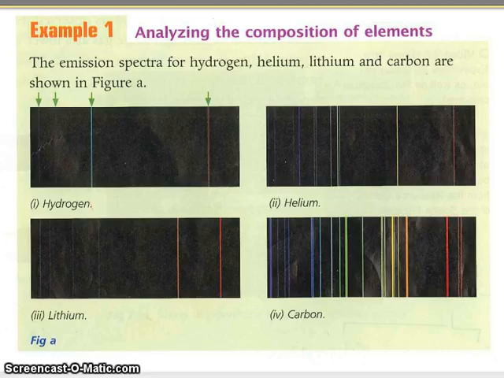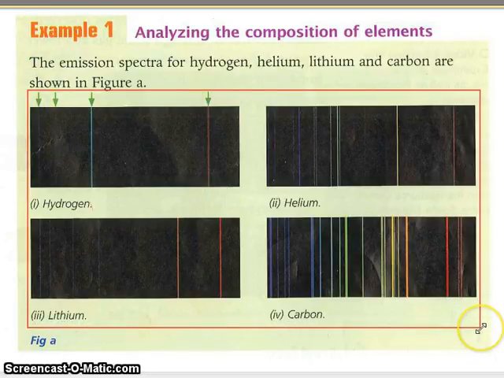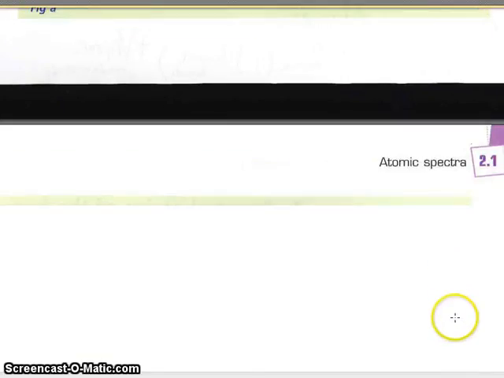Now let's take a look at example 1. You can see example 1 has given you 4 different emission spectra of these 4 different elements: hydrogen, helium, lithium, and carbon. And as I said, these are different fingerprints. They are just fingerprints. So next page, please.